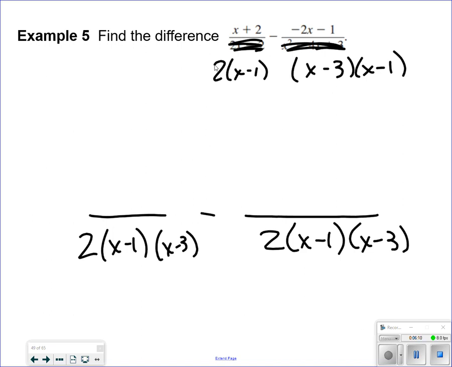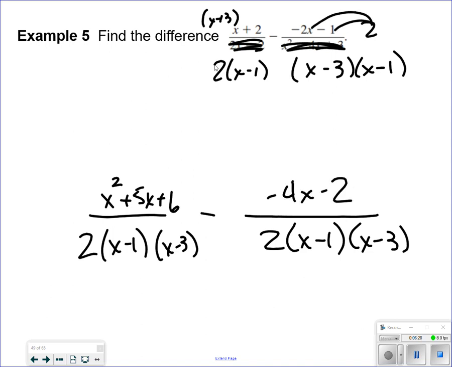So now, what do I have to multiply to get there? This one needs an x plus 3. So I distribute or FOIL, and I get x squared plus 5x plus 6. Second one, I have an x minus 1. I have an x minus 3. I don't have the 2. And so now I need to multiply the top by 2.